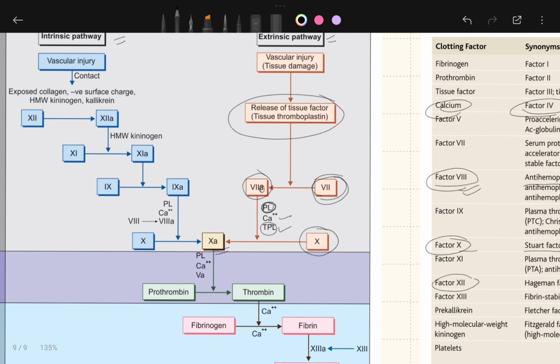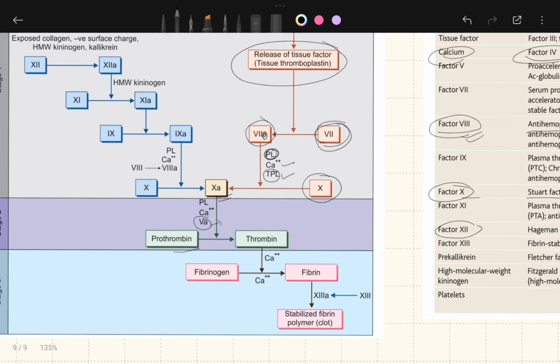Then the activated 10th factor will lead to formation of thrombin from prothrombin. Again, the 5th A factor contributes to this process. Then thrombin, with the help of calcium, converts fibrinogen into fibrin. Fibrin gets converted to stabilized fibrin polymer. Polymerization of fibrin occurs, which leads to long chains of fibrin that help in the formation of the permanent plug.